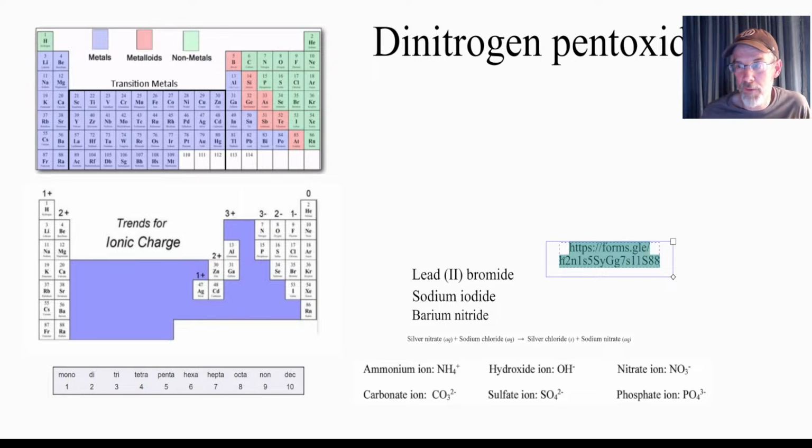I think I have the wrong thing here, even though everyone's getting it right. So the form is for magnesium hydroxide, not nitrogen pentoxide like I had. 6 responses, 7 responses. We're on the edge of breaking my record. One more person, bring us over.